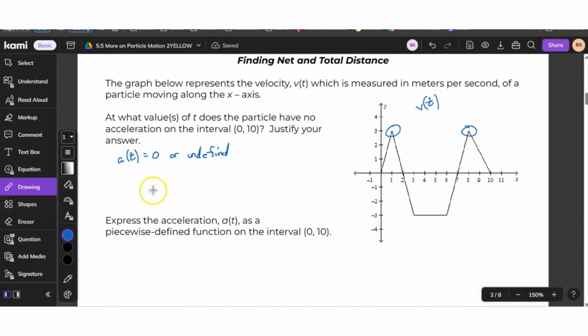But wait, wouldn't the acceleration also be 0 when the line is straight? Because we're going at a constant speed. So there's a bunch of answers here. Let's get them all in. We're going from 0 to 10, so we can't include 0. So that means it's going to be at t equals 1, t equals 3, 6, and 8. And we can't include 10 because it's an endpoint. So it'd be those 4. Therefore, a of t has no acceleration at those values.